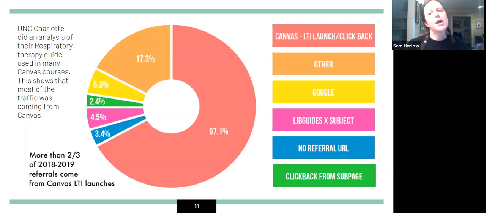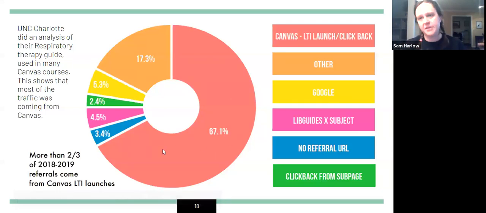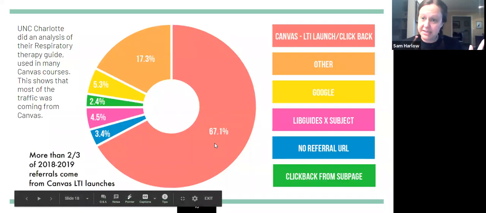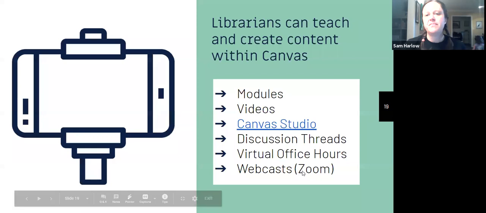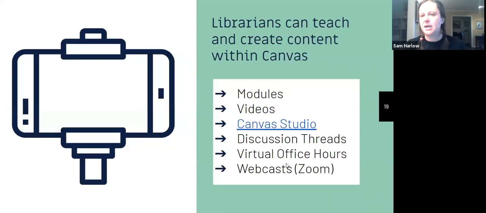But they also looked at where is the traffic coming from in terms of the numbers going up? Was it just a fluke that the guide got used more? And no, almost 70% of the clicks into the guide are now coming from Canvas. So that's a cool number. I like this graph. I think it's pretty. So here we go. So we talked about that and what they can do in Canvas, and just notice that there's lots of different things that liaisons are doing.